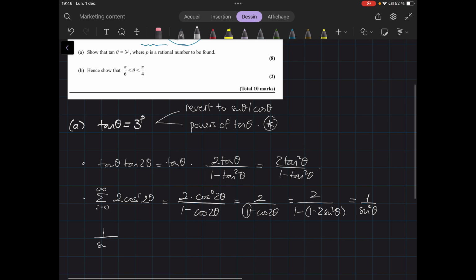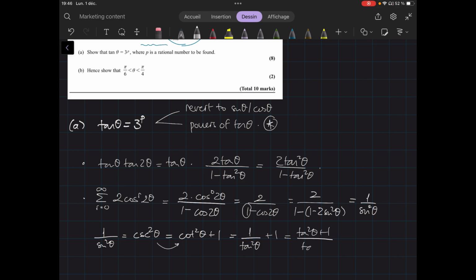1 divided by sine squared of theta is cosecant of theta squared. Cosecant squared is equal to cotangent squared plus 1 using your Pythag identities. Cotangent is 1 divided by tangent. So I can further express this as 1 divided by tan squared plus 1, or tan squared plus 1 divided by tan squared.